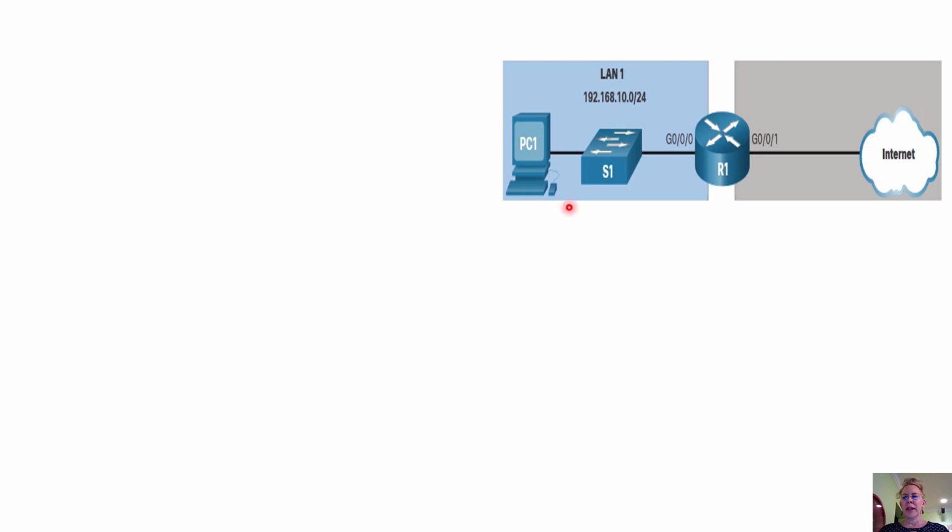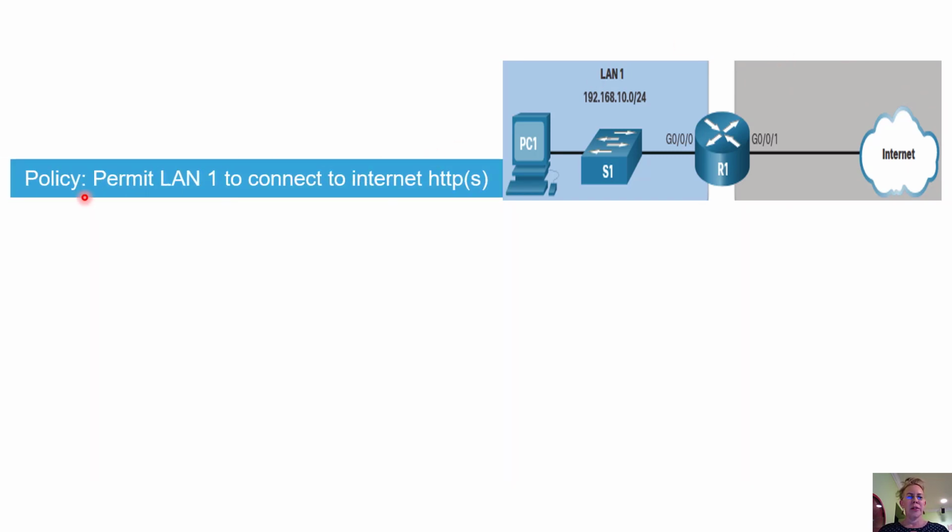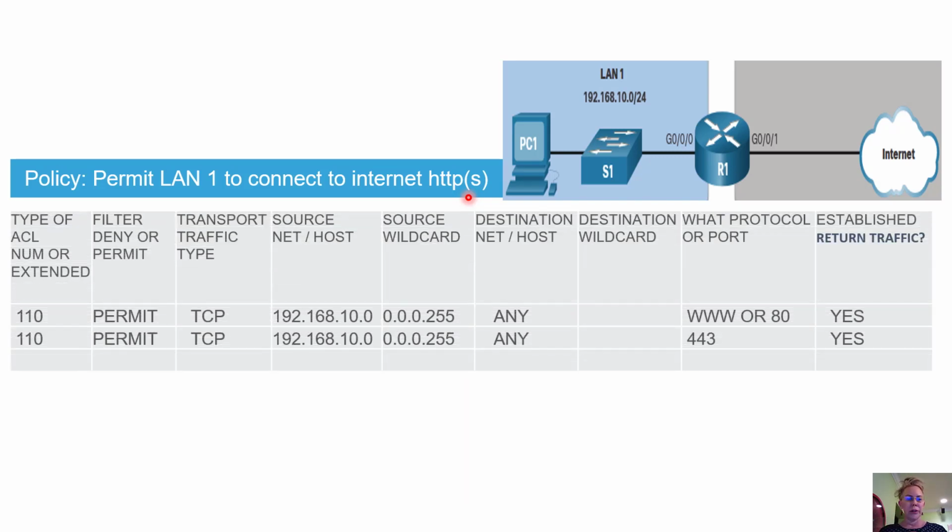So here we have our private LAN network, just like in our previous example, and out here we have our public internet network. So if our security policy is to permit LAN 1 to connect to the internet using HTTP or HTTPS, how would we write our access control list? So this will also be a good demonstration of that. Let's do a numbered access control list, and we're going to call it numbered 110. And we're permitting, so we're going to permit. And what type of traffic is HTTP and HTTPS? It's TCP traffic.